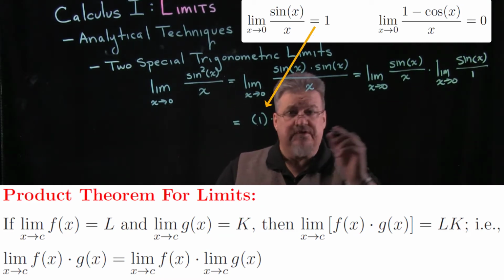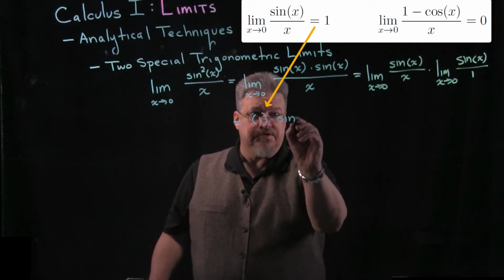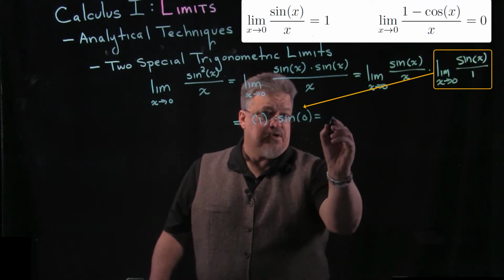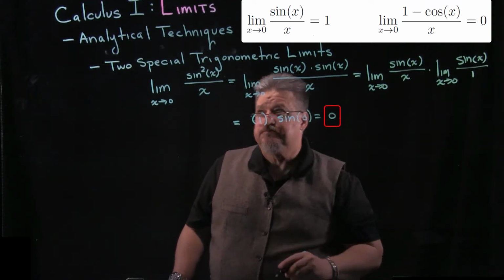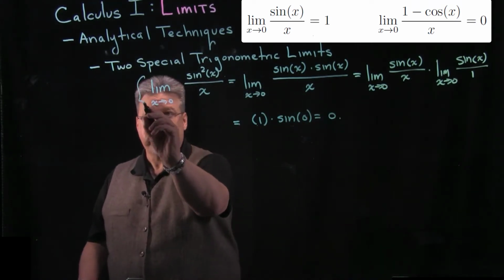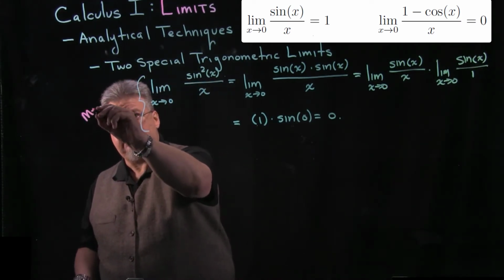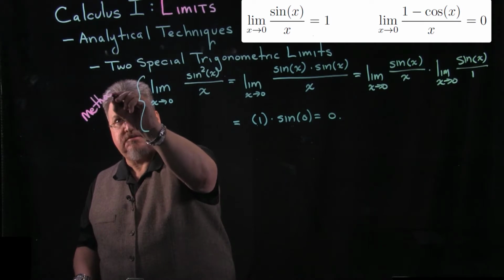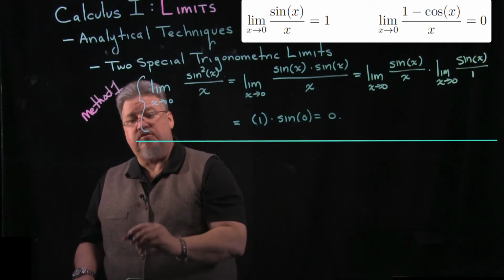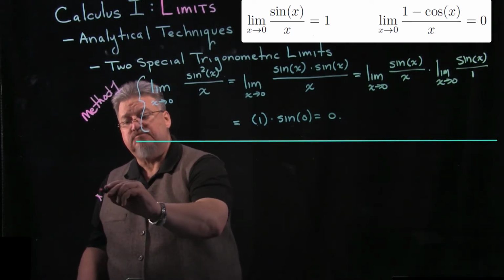This one we evaluate functionally. The sine of 0 is 0. So 1 times 0 is 0. Now this would be one method. There are many methods oftentimes. So let's look at another method for doing the same problem.